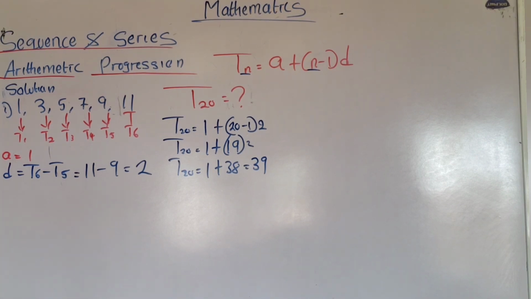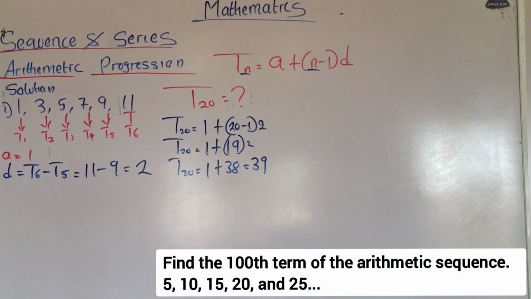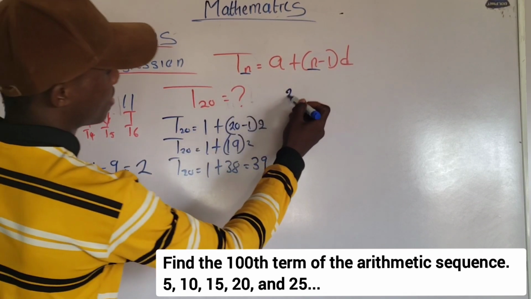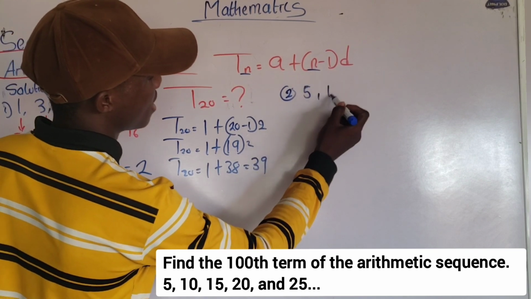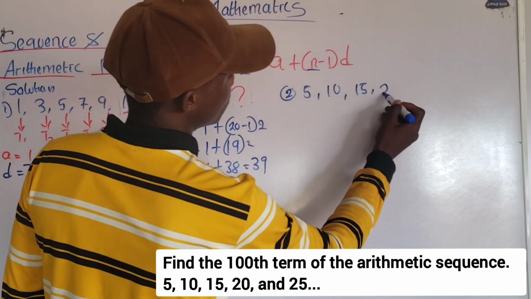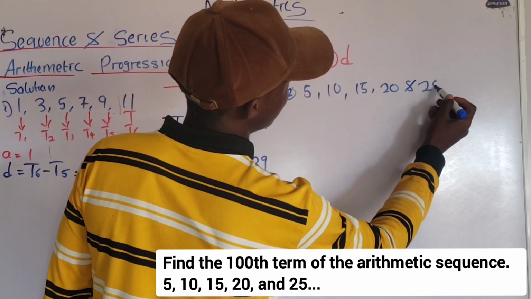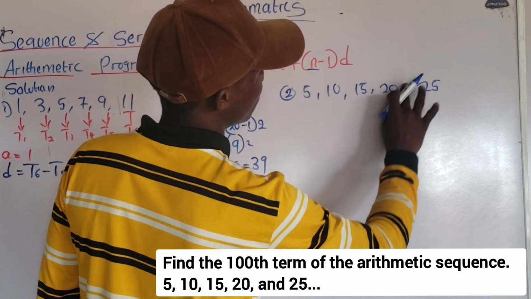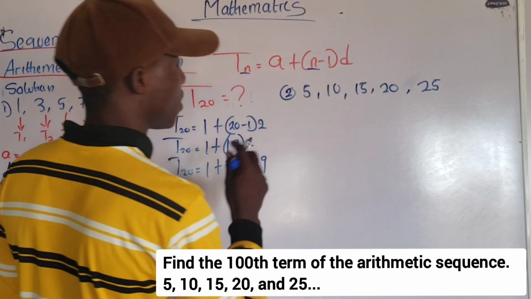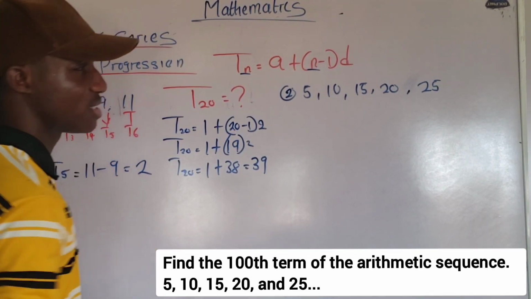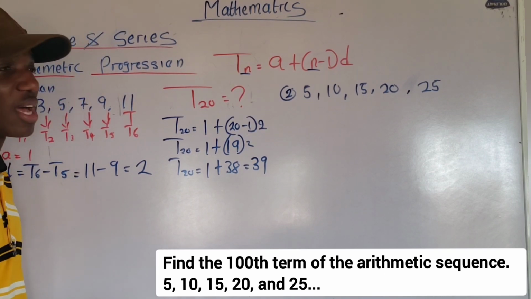Now let's proceed to the next question. We are asked to calculate the 100th term of the sequence 5, 10, 15, 20, and 25. We are asked to calculate the 100th term. Now, how do you calculate the 100th term of this sequence? We are still going to use the formula.